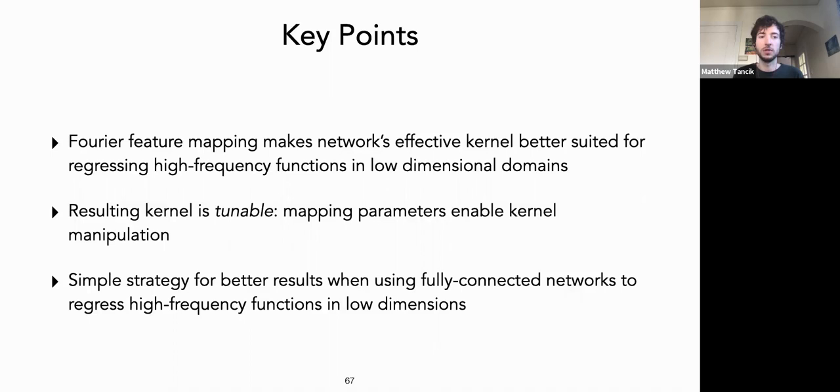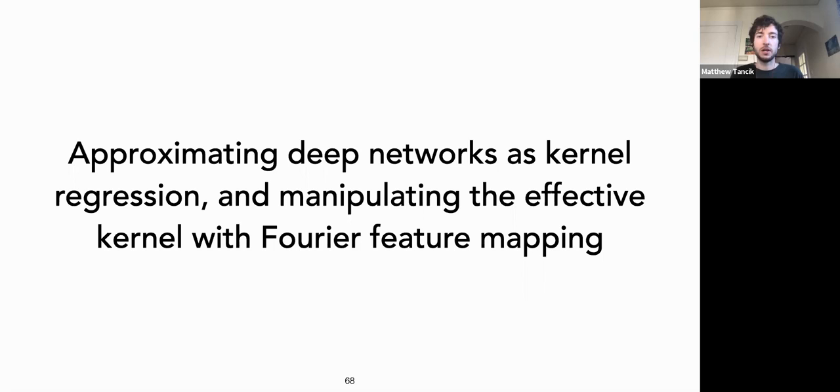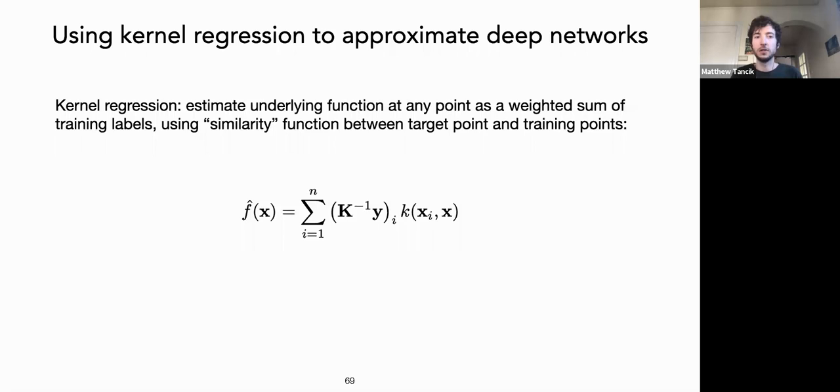So first I'll talk about how we can understand the function learned by a deep neural network as a kernel regression predictor, and then how Fourier feature mapping changes the effective kernel used by the network. As a quick review, kernel regression is a classic nonlinear regression algorithm, which you can think of at a high level as constructing a continuous function from observed discrete points using kernel functions, which describe the similarity between the input points. The kernel regressor F hat here ends up just being a weighted sum of the training labels Y, where the weights are computed using this kernel or similarity function K between each continuous point and each of the training points X sub I.